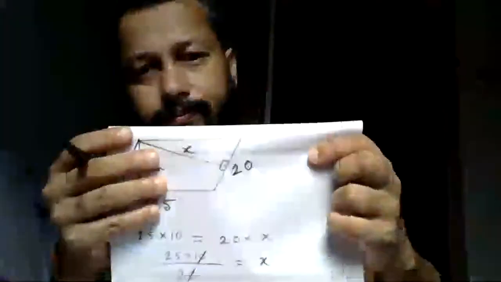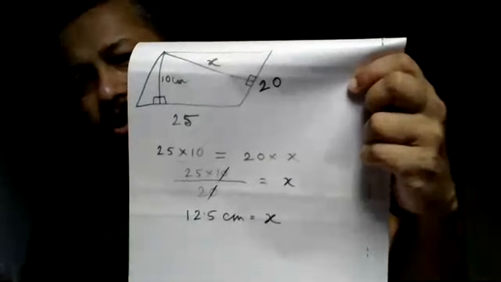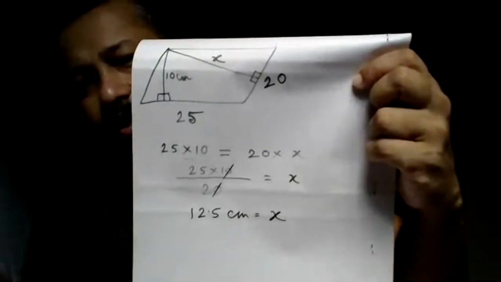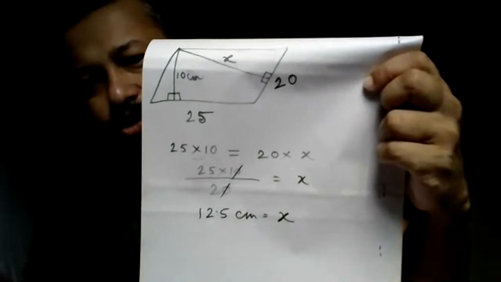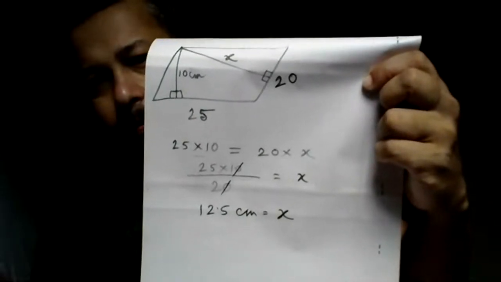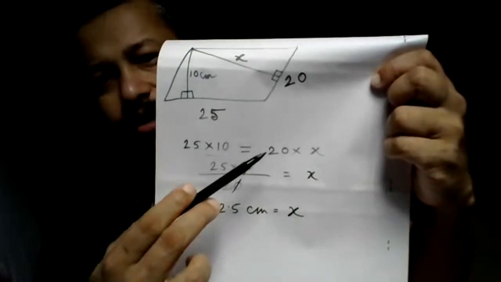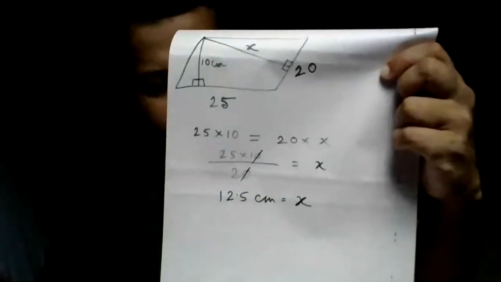So in this way I can solve. Now x equal to, 20 will come down, zero zero cancel, 12.5 centimeter. Try to understand this and solve it. Answer is 12.5 centimeter. All of you draw this figure and solve it like this. Base into height equal to base into height. Area will be equal. Come on, do it, all of you.